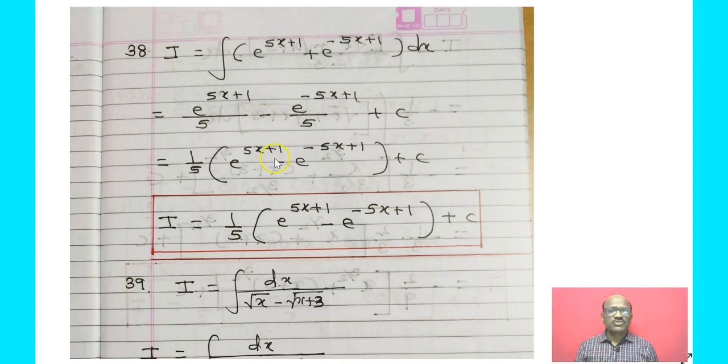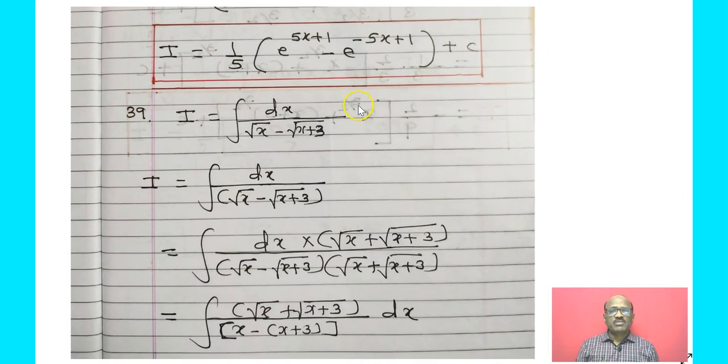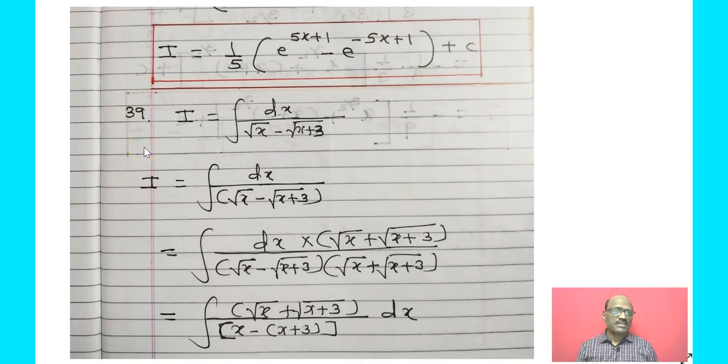What is common from these two? That is 1 upon 5, e raised to 5x plus 1 minus e raised to minus 5x plus 1, plus c is the answer. Now next problem, problem 39: I is equal to the integral of dx upon x minus root of x plus 3. See this type of problem.